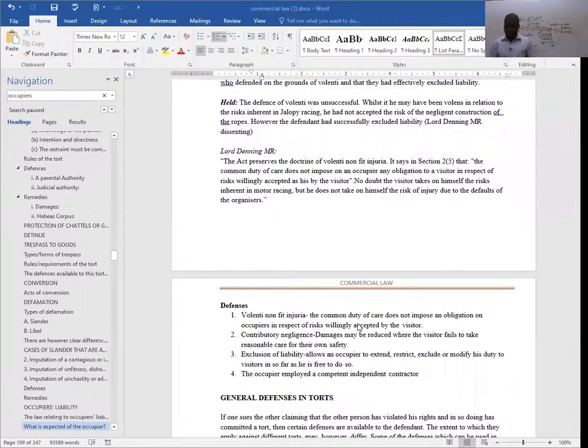So that is basically what you need to understand about this tort we are calling occupiers liability. What should come to your mind first is occupier, someone occupying a property. What are his or her responsibilities with regard to those who are coming to visit the premises? So that's what we mean by occupiers liability.